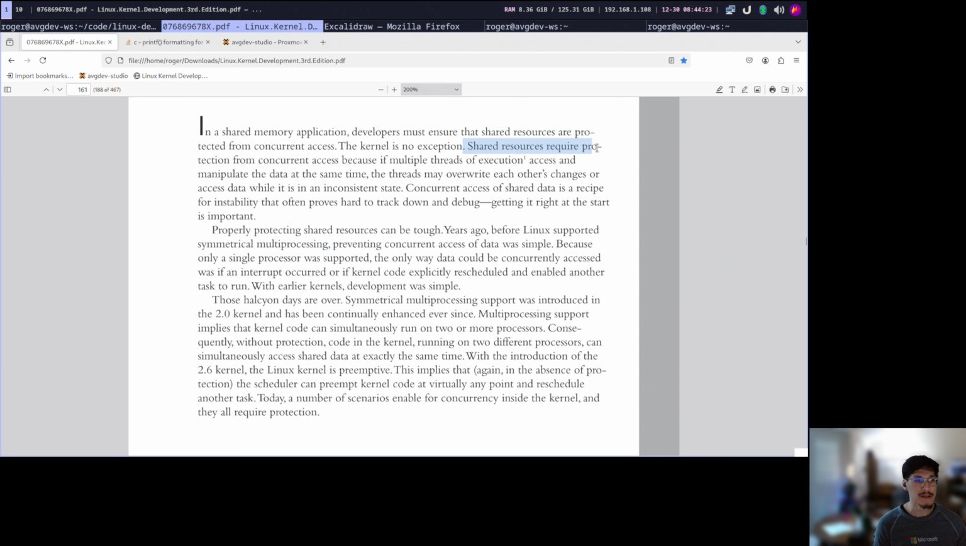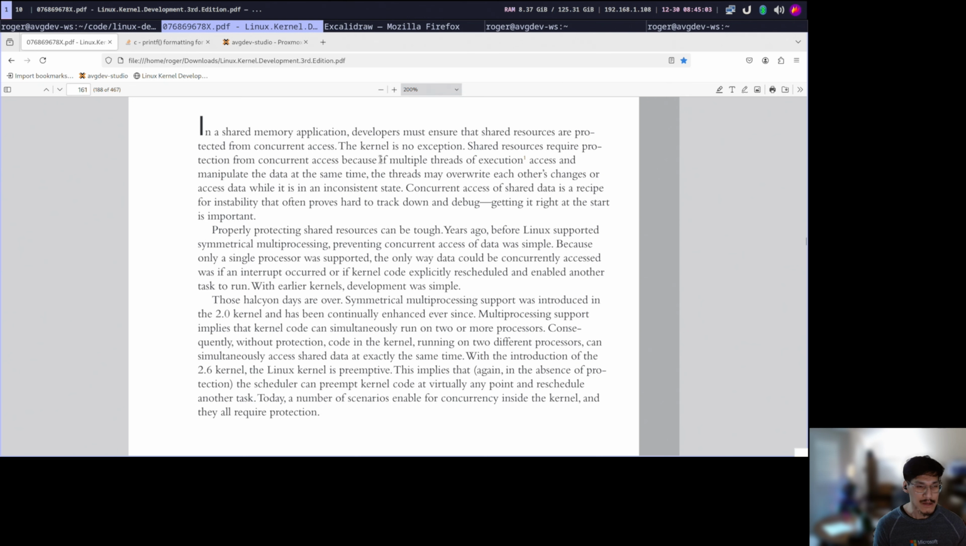Shared resources require protection from concurrent access because if multiple threads of execution access and manipulate the data at the same time, the threads may overwrite each other's changes or access data while it is in an inconsistent state. Okay, so let's parse that. Shared resources require protection from concurrent access. That makes sense, right? If we want to prevent data from being corrupted by multiple people touching it, we have to have some mechanism to protect it. A shared resource could just be a variable or something like that.